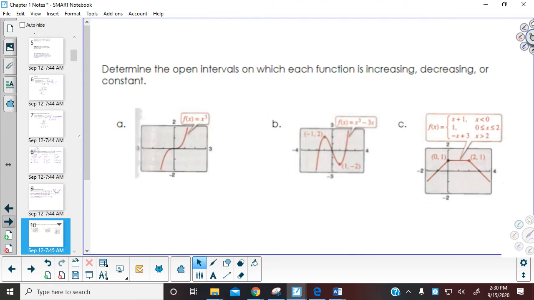Okay, so what we're going to look at is it says determine the open intervals. So we've got this word open intervals, we'll talk about that, on which each function is increasing, decreasing, or constant.